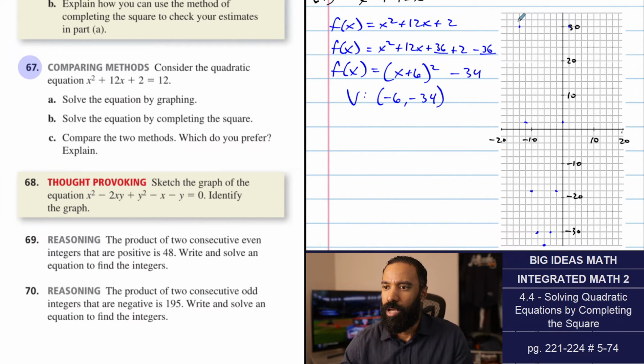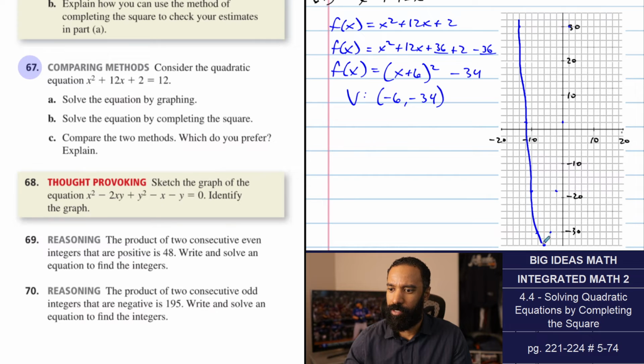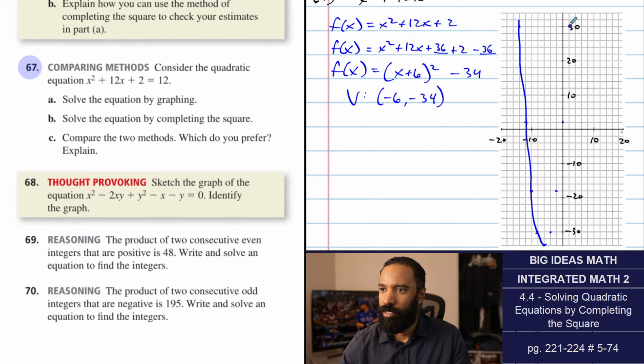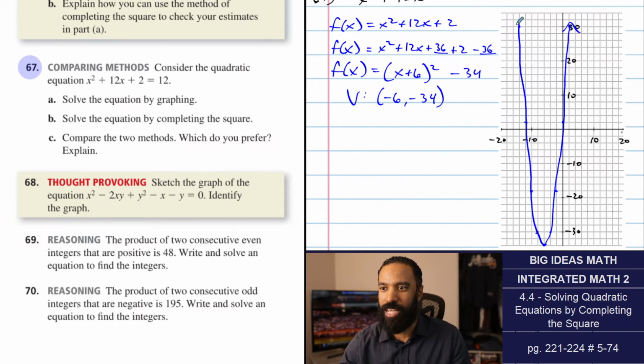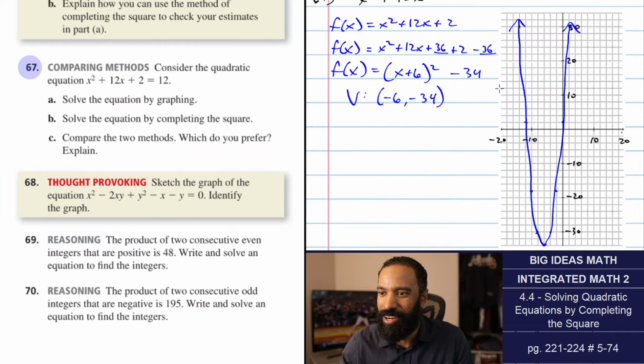Okay. Yeah. And here's my curve, it's going to be a bad curve, sorry. It's going to be a terrible curve. I can see part C asks which method I prefer. I think you're going to know that answer pretty fast. And here's y equals 12, by the way.